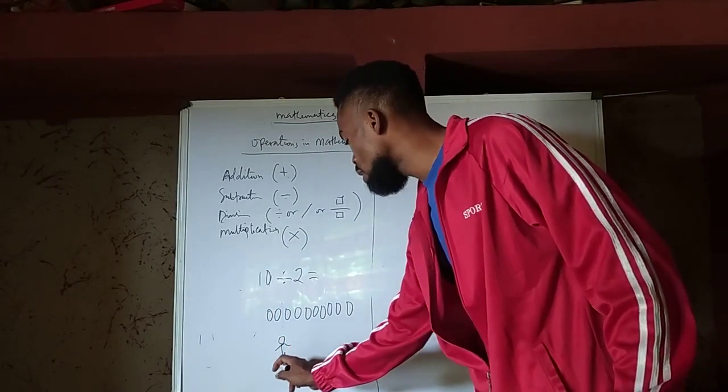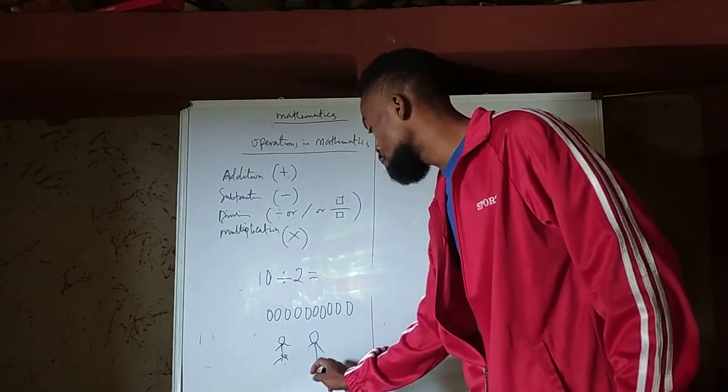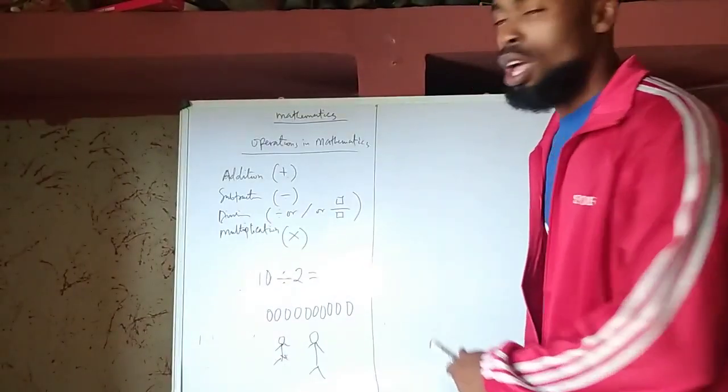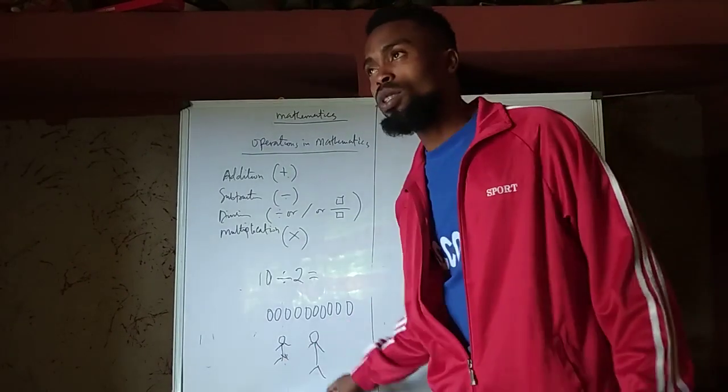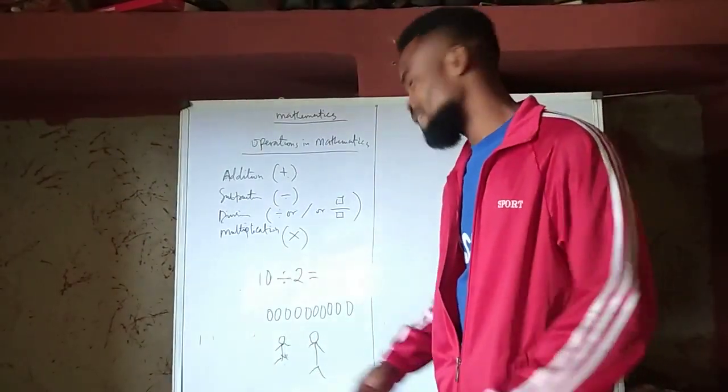I have this guy, Paul. And I have this guy, Peter. Okay? Please, if your name is Paul or your name is Peter, this does not look like you. This is an animated character.